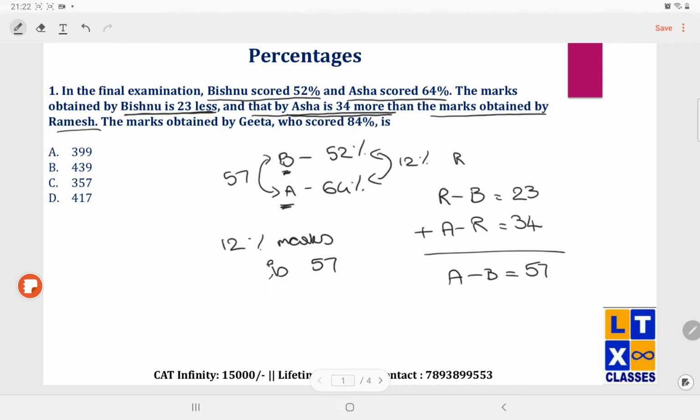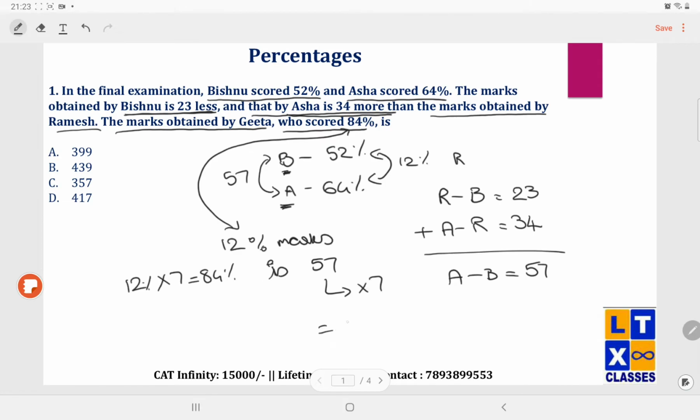Before we jump in and calculate the total marks for which the exam is conducted, let us look at what the question is. The question is, the marks obtained by Geeta, who scored 84%, is how much? Very clearly you can see 12% and 84% are related because 12% into 7 is 84%. So we don't have to actually calculate the entire marks and then take 84% of it. Rather, we can avoid that step and directly multiply 57 into 7, which is 399 marks. This is the marks scored by Geeta. The answer is A.